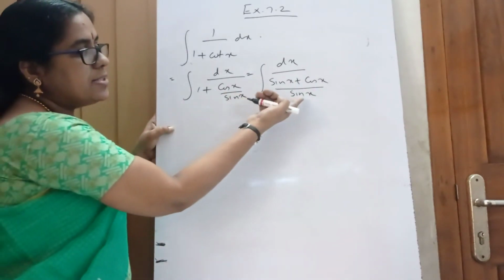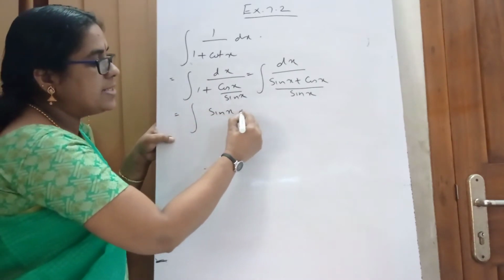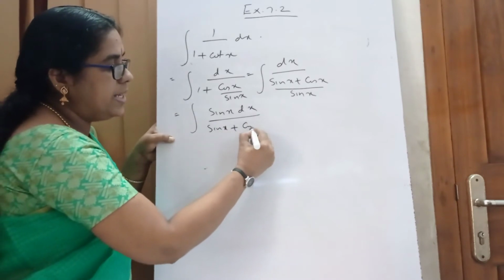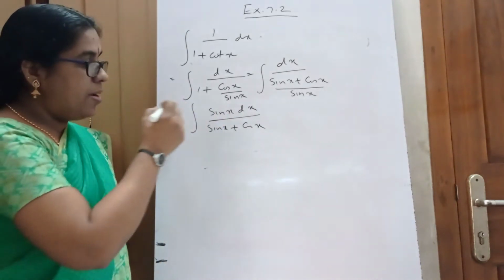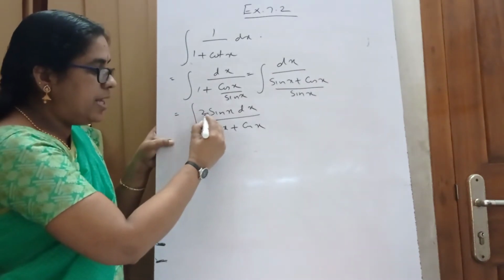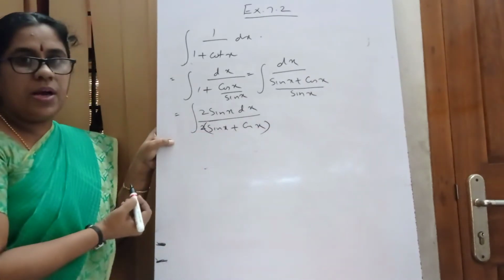Then take the sin x into the numerator. Integral sin x dx divided by what? Sin x plus cos x. Okay, for the next step we have to multiply both the numerator and denominator by 2. Here it becomes 2 sin x, and the denominator also we multiplied by 2.